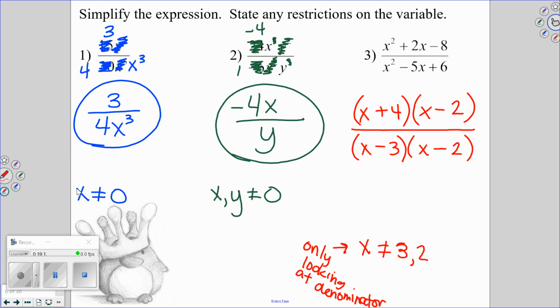All right, so then, guys, that was my restrictions. Third step is cancel. I can cancel x minus 2's. X plus 4 over x minus 3. Ooh, can I cancel those x's? No. If they're held with a plus or minus, you don't touch them. You either take the whole thing or nothing at all.